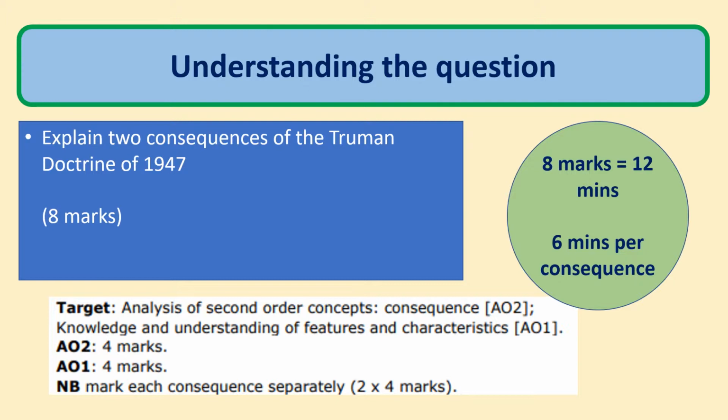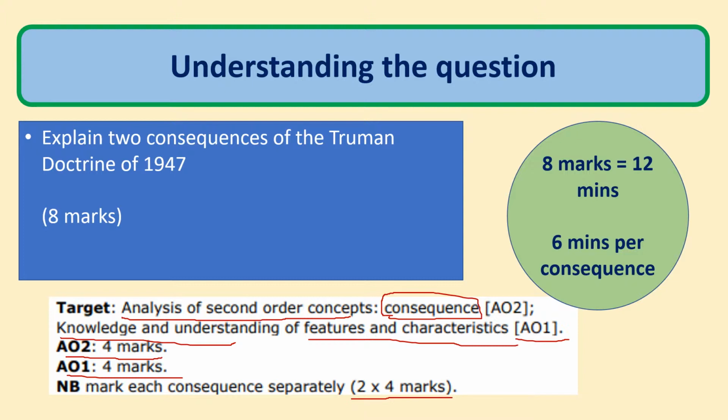As you can see here, the target is analysis of second order concepts. In this case, it's consequence. That is the focus. You've got knowledge and understanding of the key features and characteristics, which is AO1, that's knowledge. If you look, the marks are divided equally, 4 marks apiece. But do note, each consequence is marked separately. So it's 2 times 4 marks to get your total of the 8 marks.